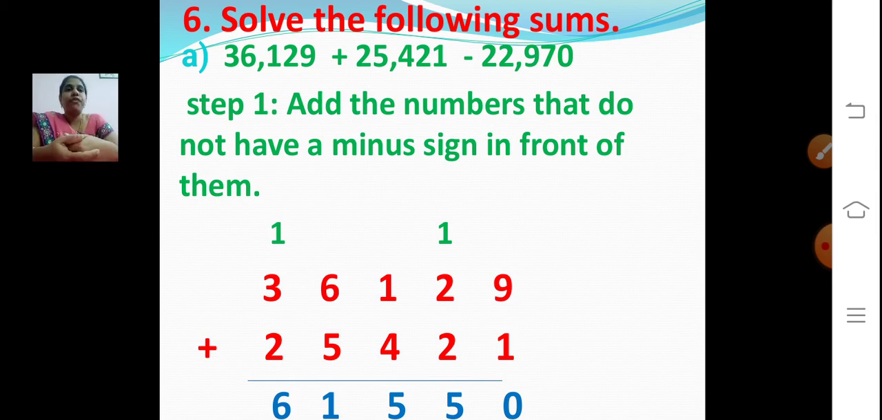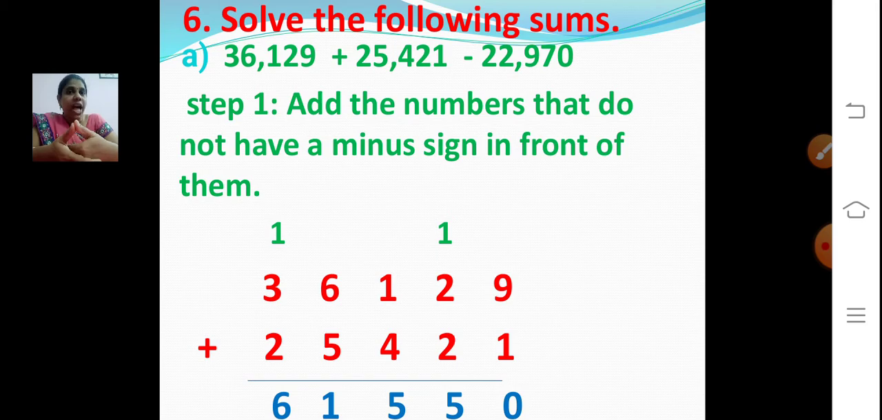Now solve the following sums. A: 36,129 plus 25,421 minus 22,970. So you are going to solve the sum.